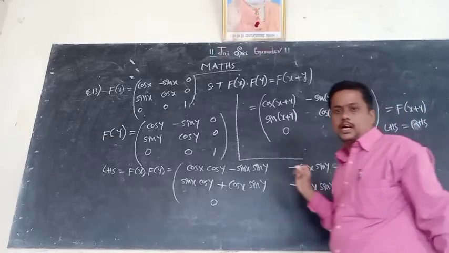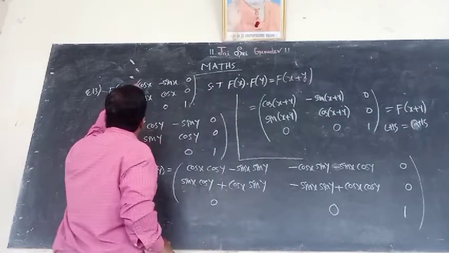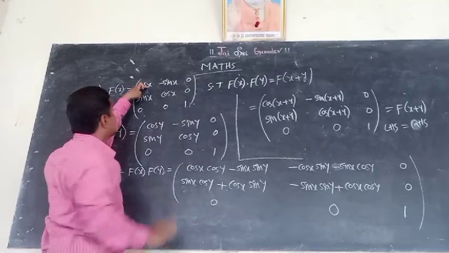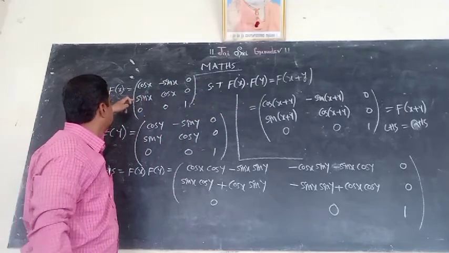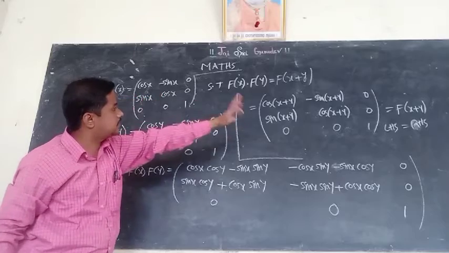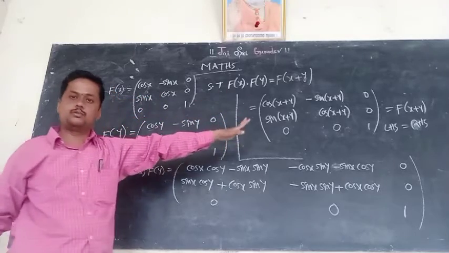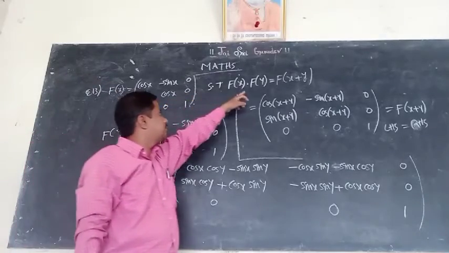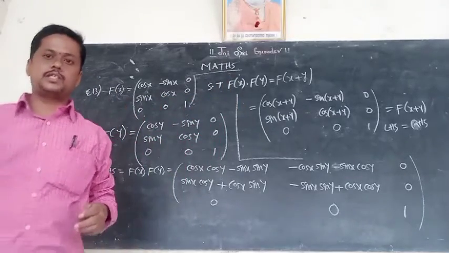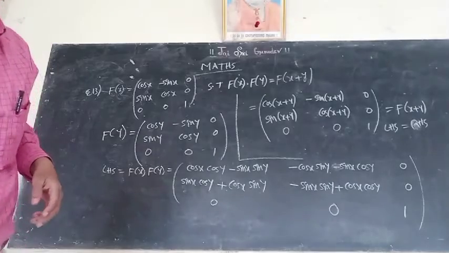How can we get the RHS here? See, cos(x+y) is there, minus of sin(x+y) is there, 0; sin(x+y), cos(x+y), 0; 0, 0, 1. It's clear. So therefore f(x) into f(y) is equal to f(x+y). This is question number 13.